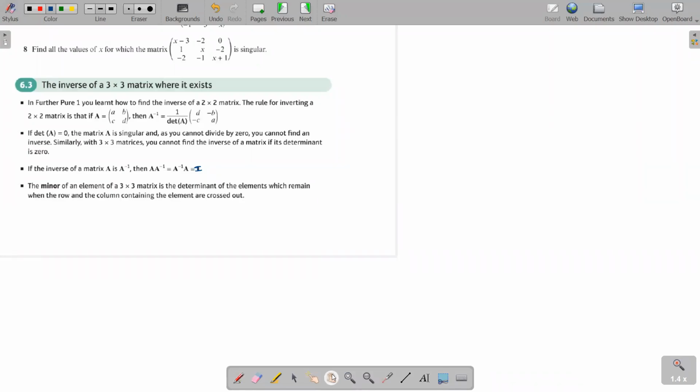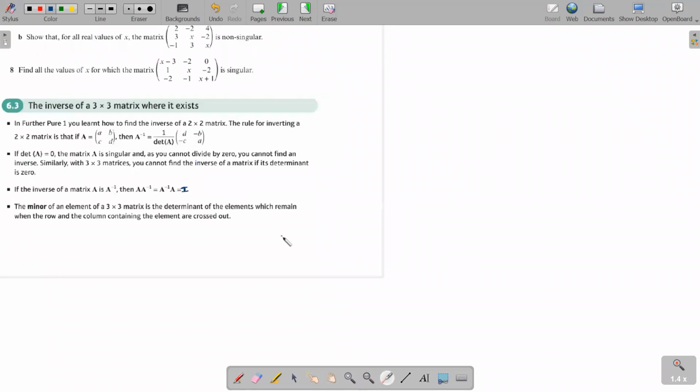Okay, so now we'll move on to the next part of our lesson. We are going to learn how to find the inverse of a 3 by 3 matrix where it exists. Previously in F1, you have learned how to find the inverse of a 2 by 2 matrix.